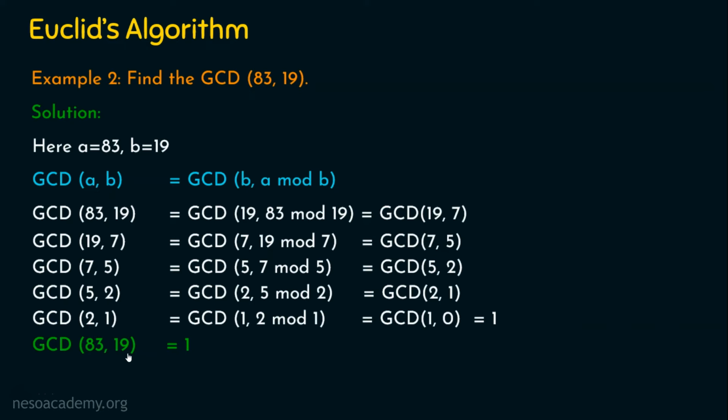If you are given a question to find the relatively prime numbers, I recommend you to apply Euclid's algorithm and find the GCD. If you get a number which is not 1, then obviously it means these two numbers are not relatively prime. If you get the GCD as 1, then it means these two numbers are relatively prime.